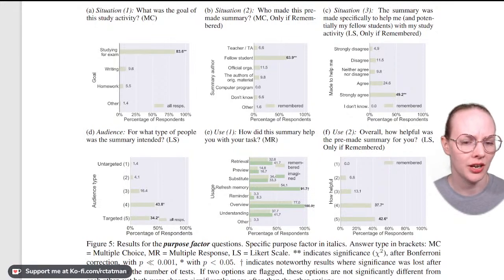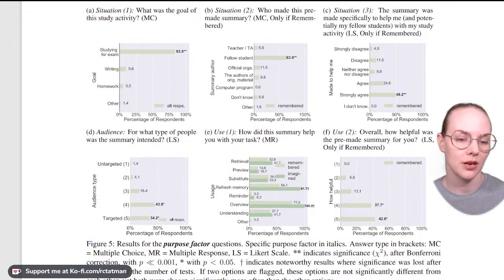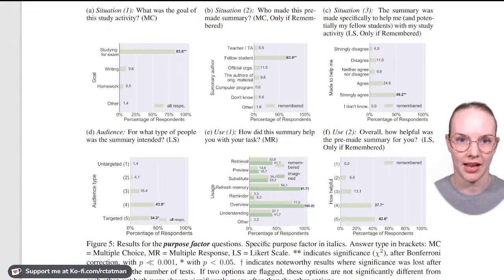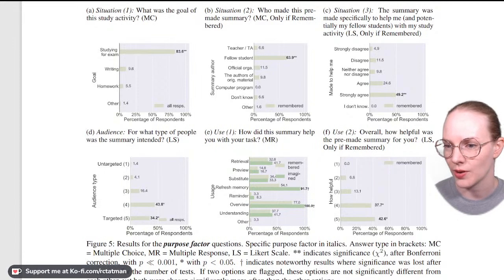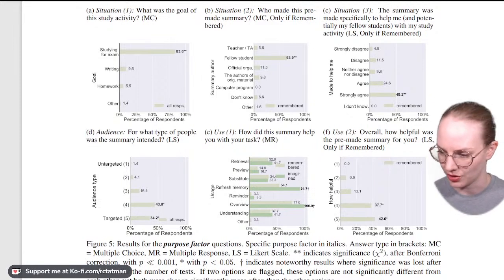My general impression of secondary education or post-secondary education in Europe is that it tends to be much more exam focused than in the US. And in the US, you tend to have fewer smaller assignments, particularly at the master's level, rather than one super big one. Whereas I get the impression that in Europe, it's a little bit more common to have one big exam at the end of the quarter or the semester, and then that's what your grade is. So, yeah. The summary was made specifically to help me and my fellow students with study activities. So it's about strongly agree about half, agree 24%, and then lower after that.